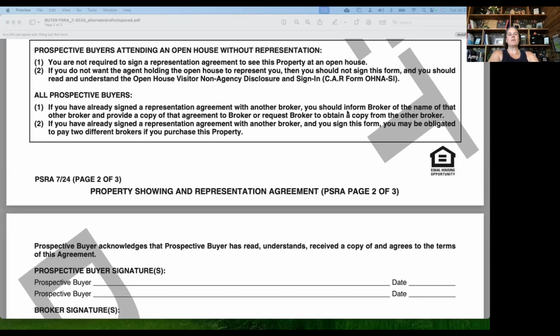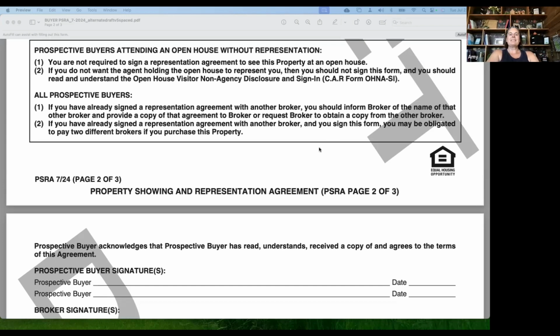All prospective buyers, if you have already signed a representation agreement with another broker, you should inform broker of the name of that other broker and provide a copy of that agreement to broker, or request broker to obtain a copy from the other broker. If you have already signed a representation agreement with another broker and you sign this form, you may be obligated to pay 2 different brokers if you purchase the property, right? This isn't preventing them from entering into more than one agreement. It's not like I was already in agreement and I signed this one and now the other one's void, or this one's void because I already had one. No, it's not. Stupid buyers, please pay attention. Please make sure you communicate with your buyers, because that means that they could be obligated to 2 separate commissions. Wah, wah, wah.